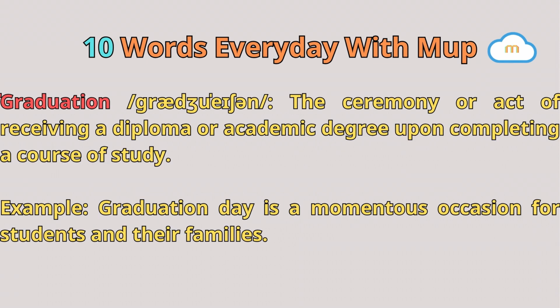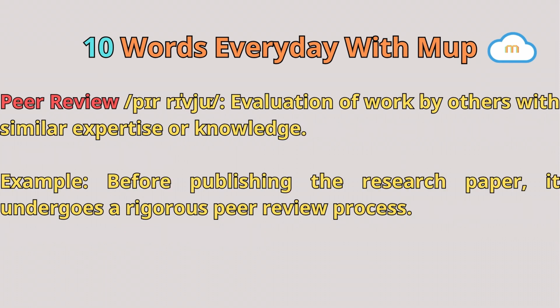Graduation. Definition: the ceremony or act of receiving a diploma or academic degree upon completing a course of study. Example: graduation day is a momentous occasion for students and their families. Peer review. Definition: evaluation of work by others with similar expertise or knowledge.